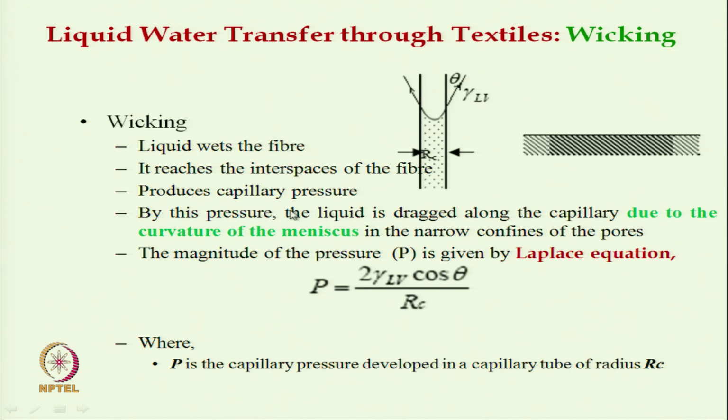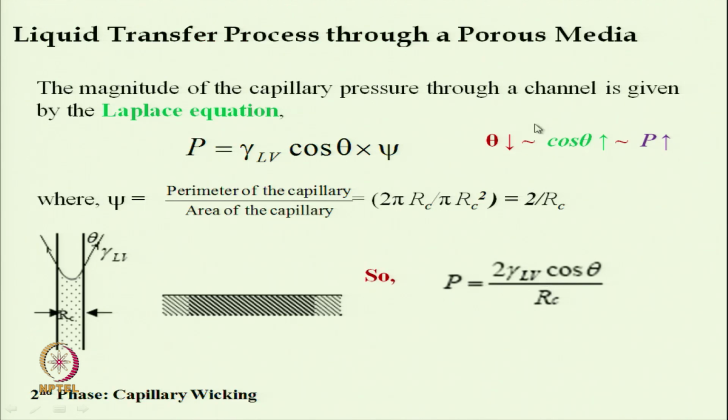So, by controlling the capillary pressure, by proper arrangement of fiber, we can enhance the wicking characteristics. Or by proper selection of material we can control theta, that is the contact angle. Lower contact angle means higher cos theta, and higher capillary pressure, that we can do. And Rc is the capillary radius, that we can also control.